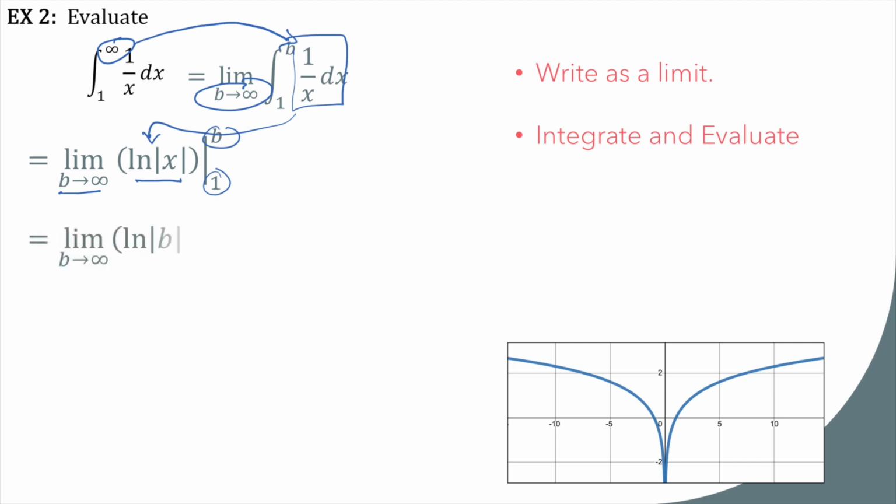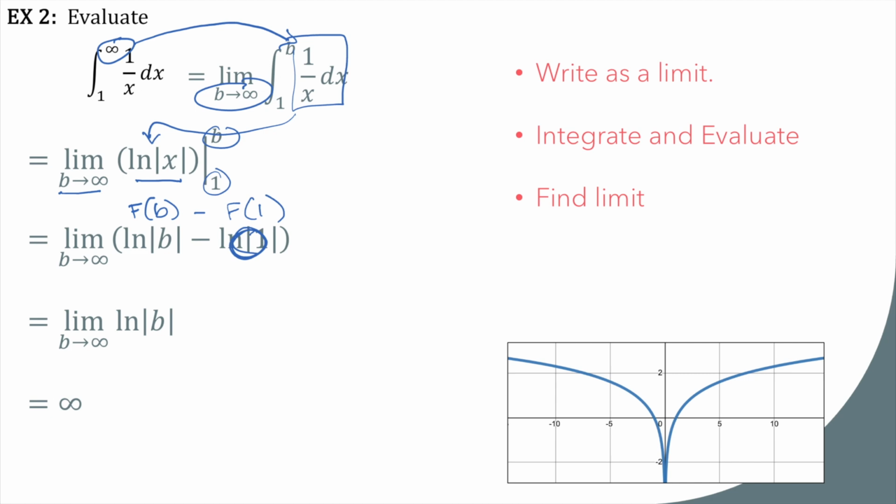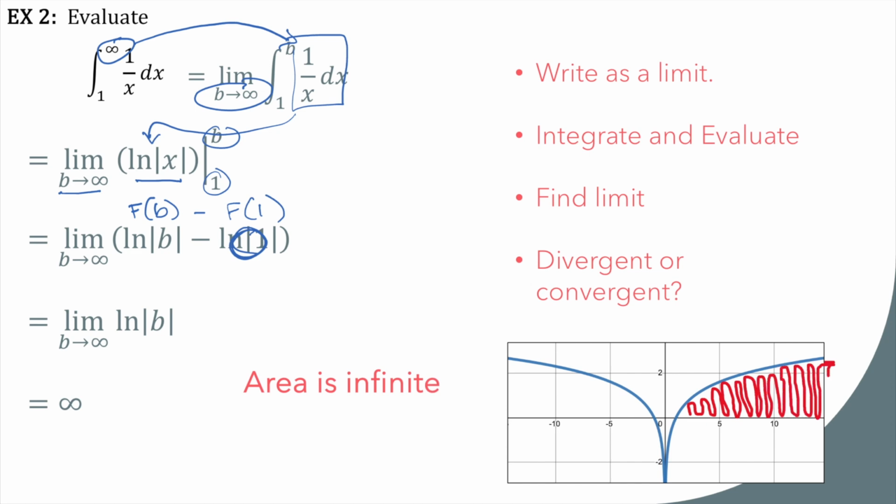So we've integrated it. Now we will evaluate it. So we've got f of b minus f of 1. Now the ln of 1 is 0, so that actually just disappears. So we're just taking the limit as b approaches infinity of ln of b, which is infinity. Okay, what does that mean? So look over at the graph here. We're talking about the area under the curve from 1 to infinity. See how this area under the curve is just going to grow and grow and grow. It's infinite, which means the integral diverges.